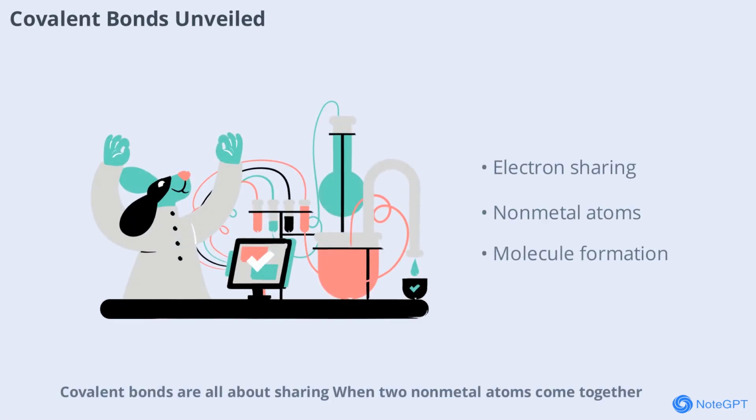Covalent bonds are all about sharing. When two nonmetal atoms come together, they can share pairs of electrons to achieve stability. This sharing creates a strong bond between the atoms. Water is a classic example. Each hydrogen atom shares an electron with oxygen, forming a stable molecule. Covalent compounds can exist as gases, liquids, or solids, and they often have lower melting points compared to ionic compounds. These bonds are essential for building the complex molecules that make up living things.